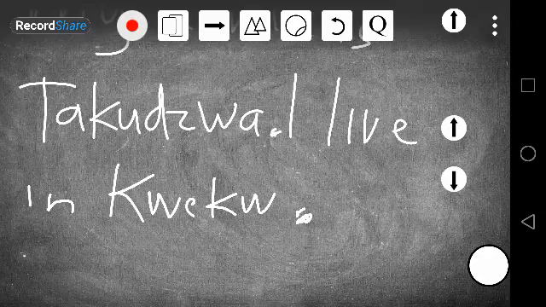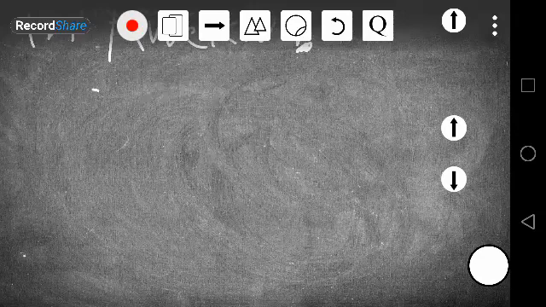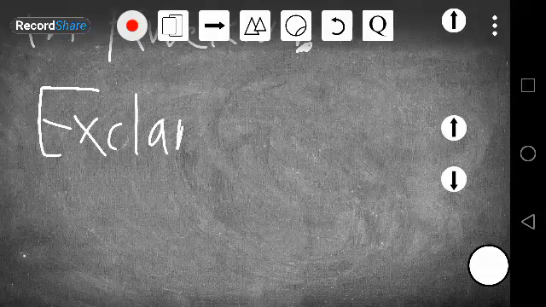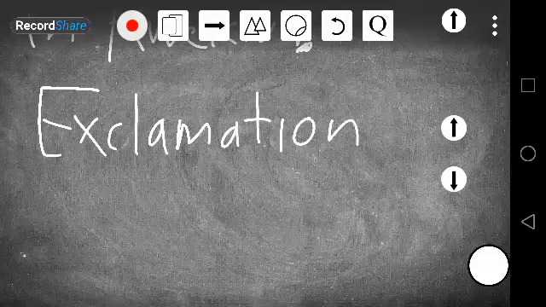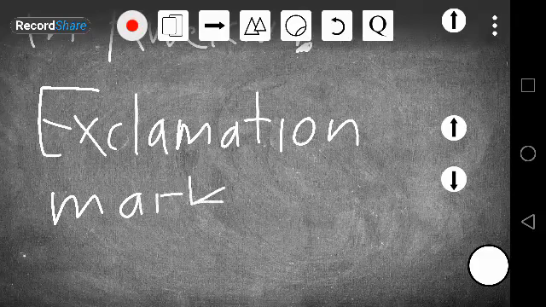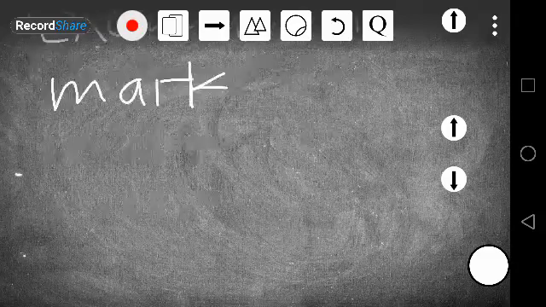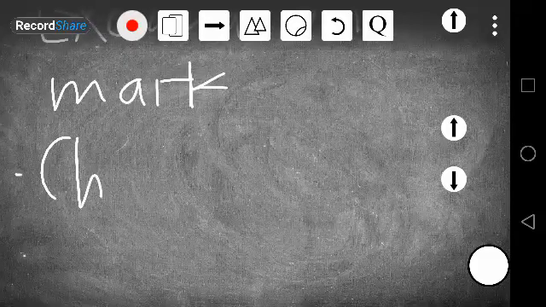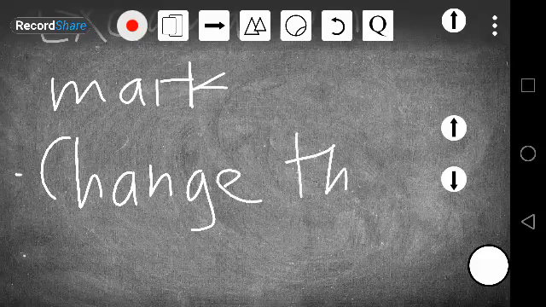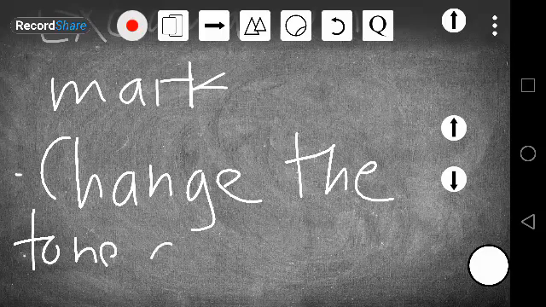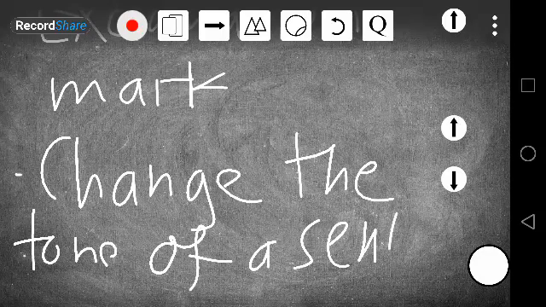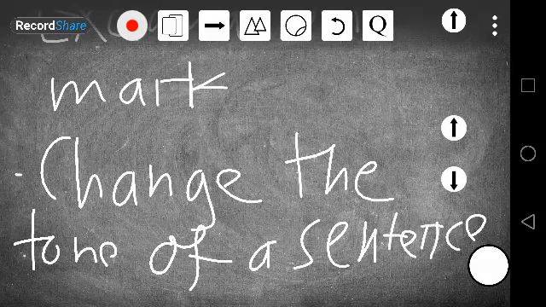We move on to the exclamation mark. The exclamation mark changes the tone of a sentence, adding emphasis and suggesting that something is shouted or not. So the first thing is, it changes the tone of a sentence.